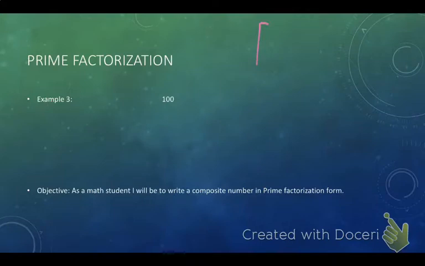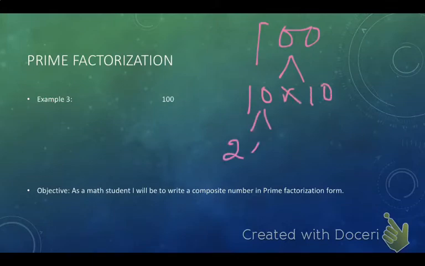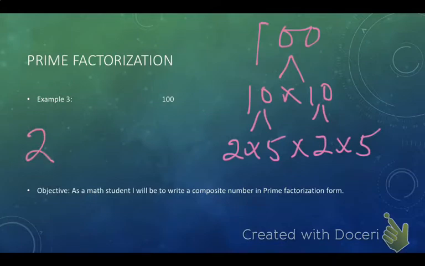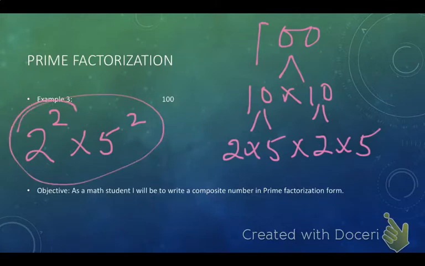Here we go, ladies and gentlemen, 100. Again, you can pick any combination of numbers you want that would equal the product of 100. I'm going to pick 10 times 10. I know that 2 times 5 is 10, times 2 times 5 is 10. They're all prime. How many 2's do I have? 2. How many 5's do I have? 2. Okay? That is the answer, ladies and gentlemen. Make sure you don't leave any composite numbers as a part of your product. All right? Here we go.